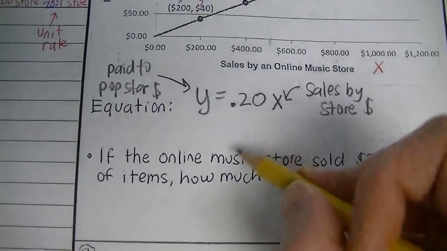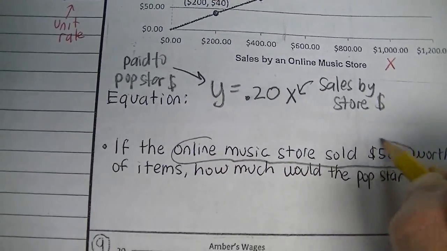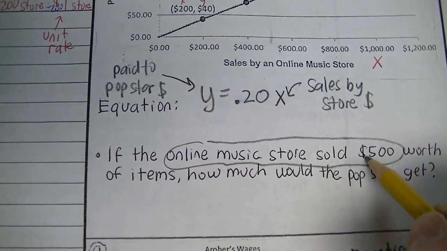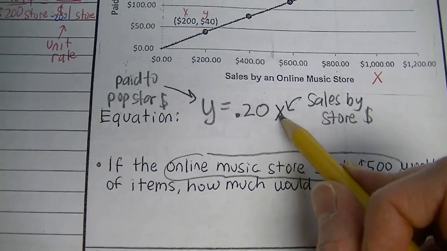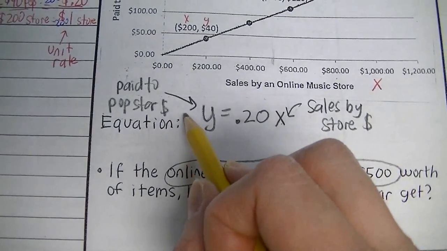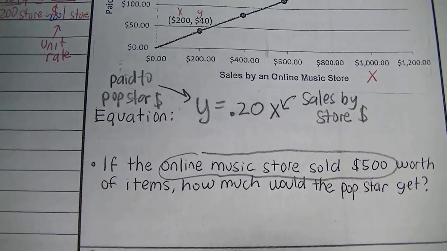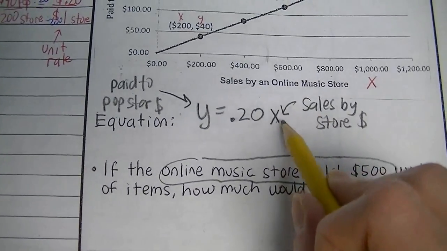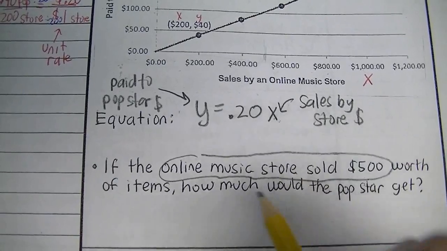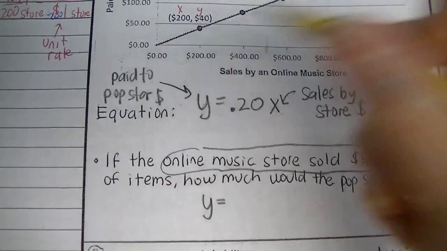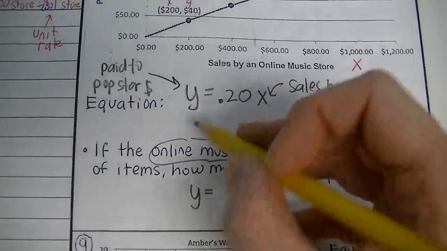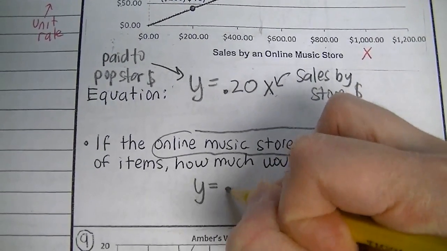So the online music store sold $500 worth of stuff. Where would you substitute that $500 for? Right here, sales by the store, or right here, paid to the pop star? Think about it. It would go right here, sales by the store. So I'm going to copy down that equation, keep the variable of y the same, because we don't know how much is paid to the pop star. We don't know that. So we're going to keep it a variable, because it's the unknown.